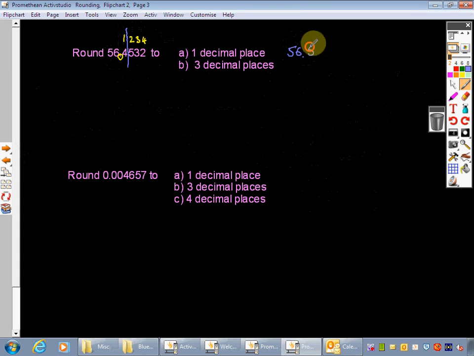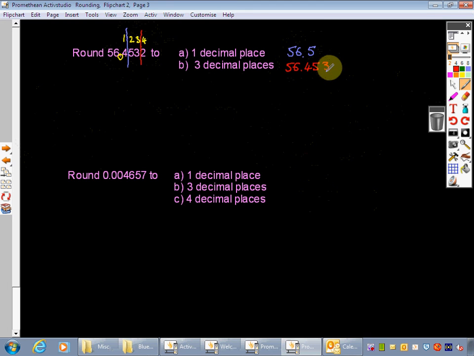3 decimal places, first, second, third, so I would want to stop that there. Okay, is that nearer to 30 or 40? Well, clearly 32 is not yet halfway, so I'm going to stick with the 3, so that's going to be 56.453, and I'm staying as the 3. And notice I've got 1, 2, 3 decimal places there.